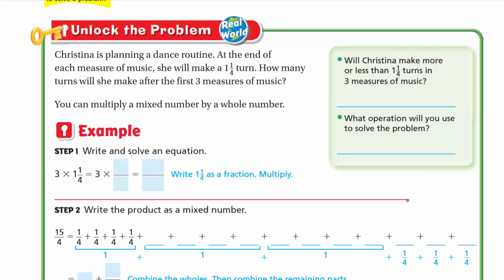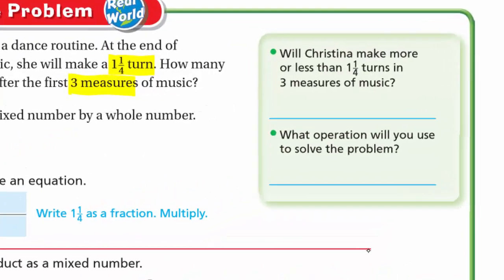Christina's planning a dance routine. At the end of each measure of music, she will make 1 1/4 turn. How many turns will she make after the first three measures of music? So after each measure, she will make 1 1/4. And he asks how many turns will she make after three measures? So after each measure, 1 1/4. So after three measures, it's clear we will do multiplication here.